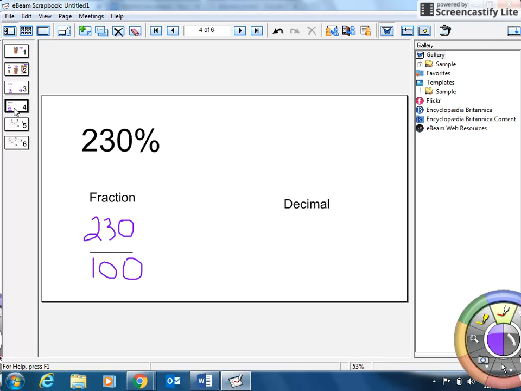2.3. You are a smart studio guest. It's going to be 2.3 or 2.30. It's the same number. It doesn't matter as long as you have that 0.3 there. Very good.